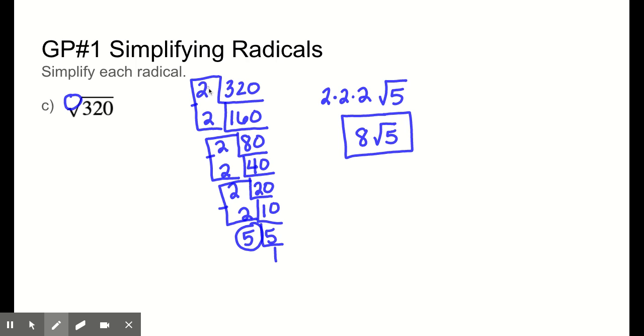If you were to multiply out all of these 2s, that would give you 64, which would be inside the radical, but then when you take the square root, that would give us 8. And that is simplifying radicals.